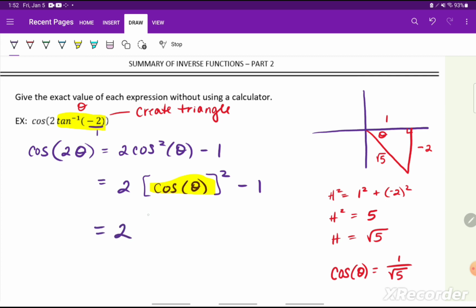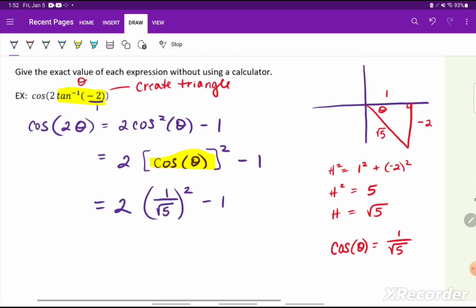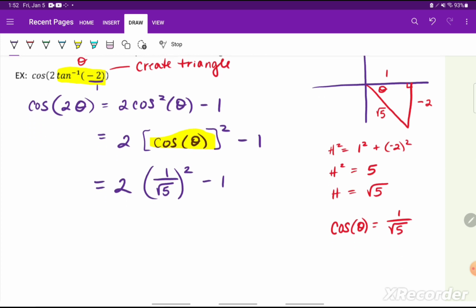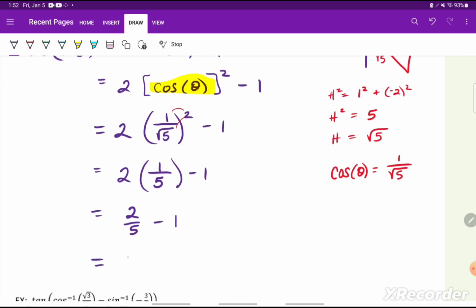This is going to become 2 times 1 over the square root of 5 squared minus 1. Squaring 1 over the square root of 5, we can just square the top and square the bottom of our fraction. So that'll be 2 times 1 over 5 minus 1. That becomes 2/5 minus 1. We get a final answer of -3/5.